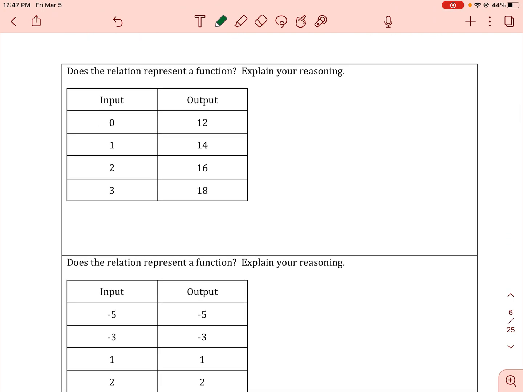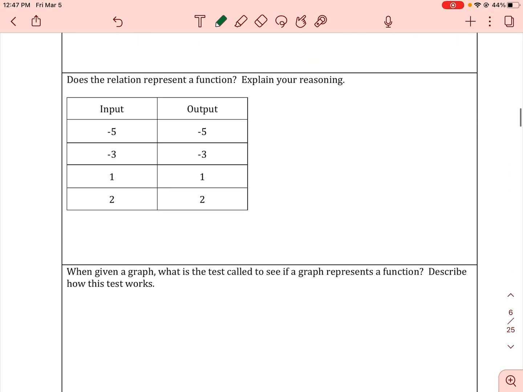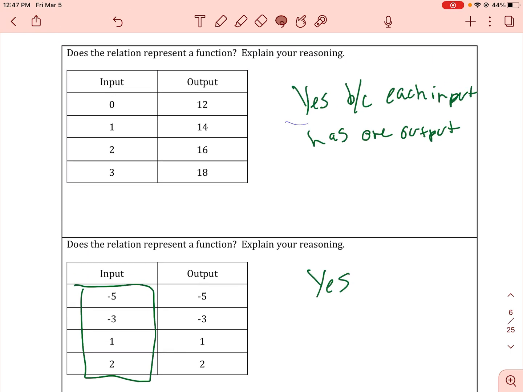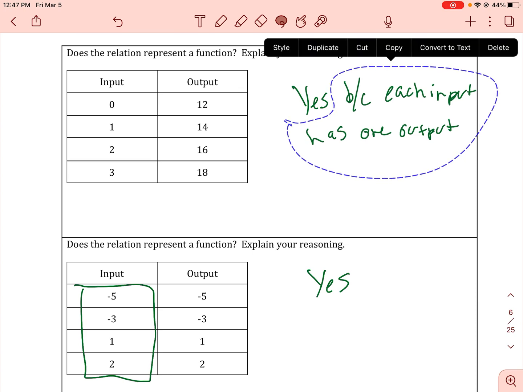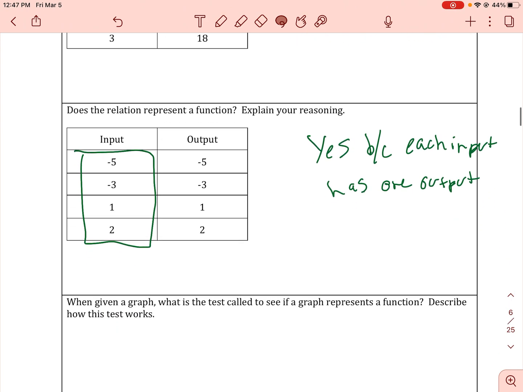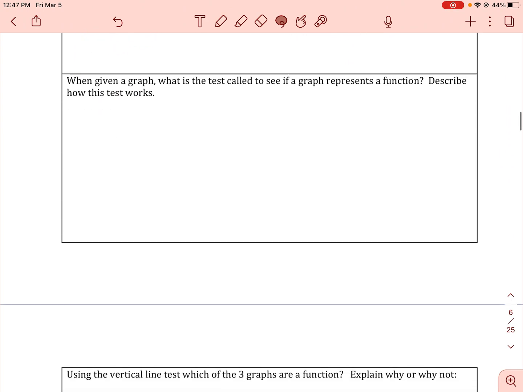Does this represent a function? This relation represent a function? Yes. Because each input has one output. Does this relation represent a function? Looking here, I see that yes. And the same reason as above. Because each input has exactly one output.